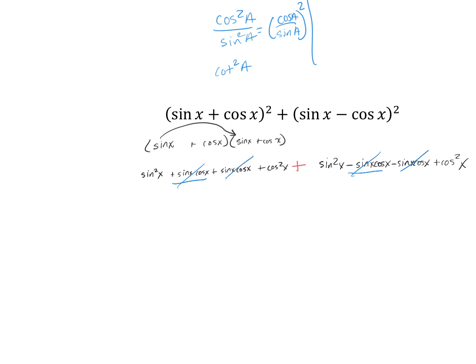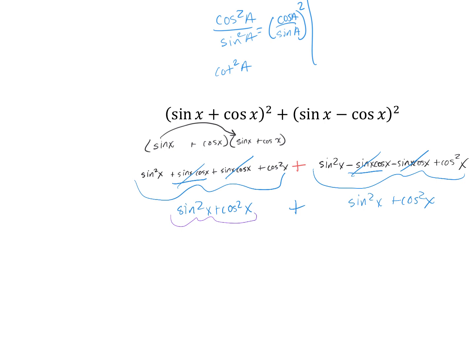So really what I have right at the beginning is sine squared x plus cosine squared x, plus another sine squared x plus cosine squared x. And then what do we know about sine squared x plus cosine squared x? It's 1 plus 1, which is 2, is my final answer.